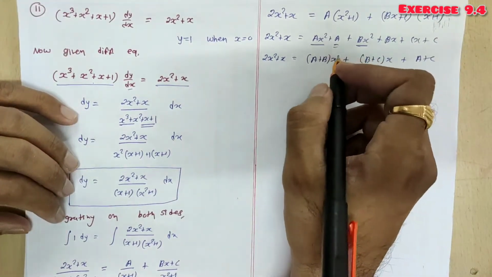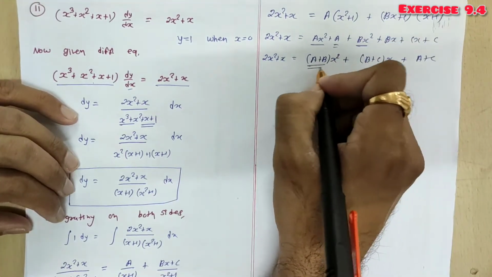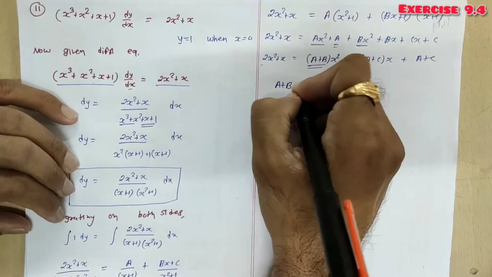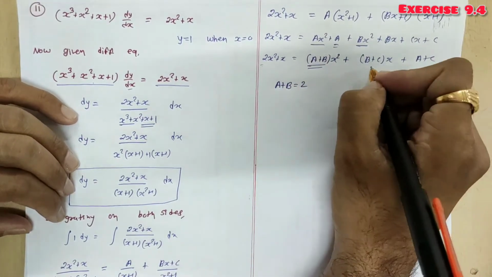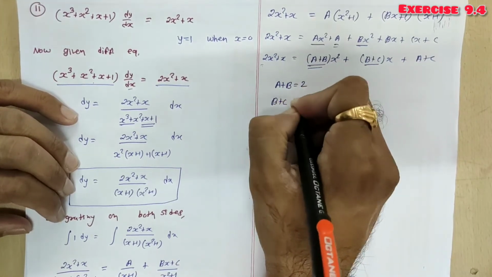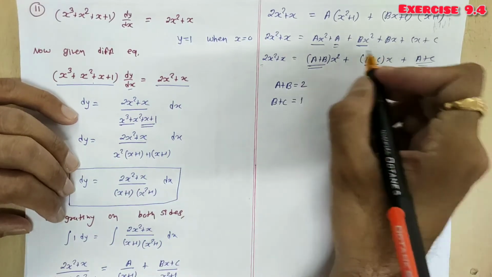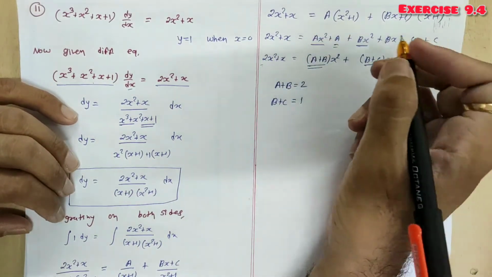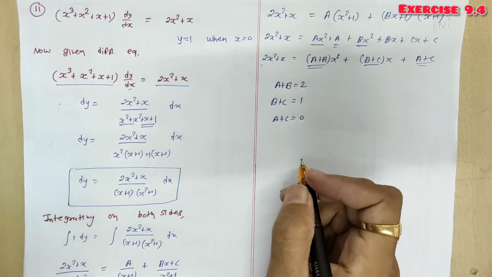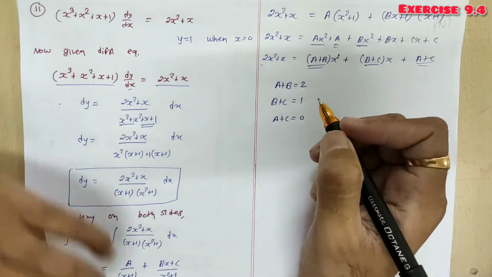Now comparing these two sides, the coefficient of x square gives a plus b equal to 2. So the first equation is a plus b equal to 2. The coefficient of x is b plus c, which is equal to 1. So b plus c equal to 1. For the constant term, a plus c equal to 0, since nothing is there. So a plus c equal to 0. Three equations are there. We solve these three equations to find the values of a, b and c.